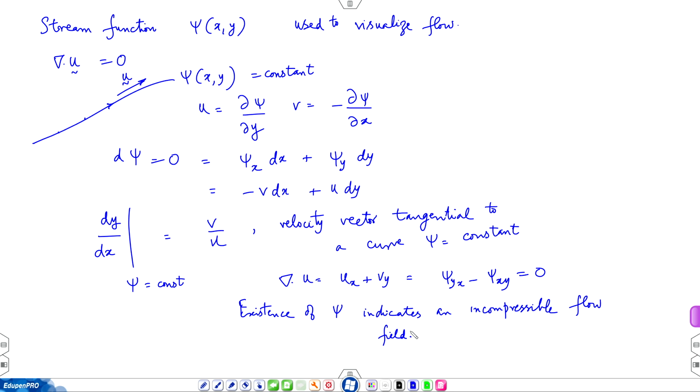Because if you have a scalar function whose derivatives give you a physical quantity, that scalar function is often called a potential. So, in that respect, a stream function is a potential because its derivative gives you the velocity vector.